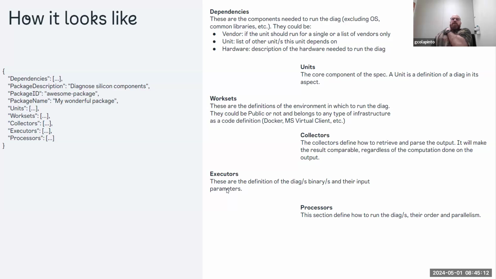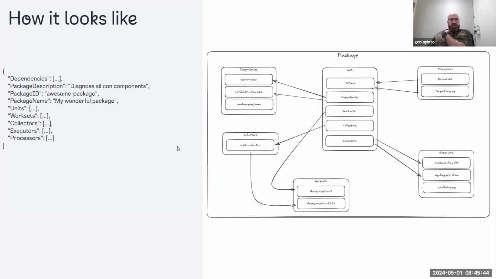Executor is the way we are going to run the unit. So how we are going to run the diag: which is the binary that we have to run, which are the parameters for that binary, which could be the optional input for that binary. And then we have the processors, which is essentially a way to define how to run the unit. So do we want to run one after the other? Will we run them in parallel? All these kinds of stuff.